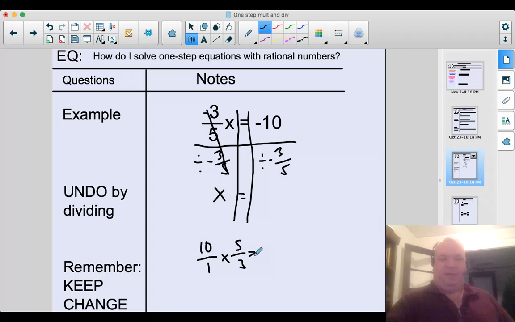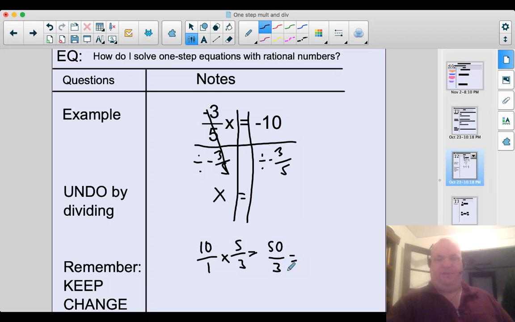Okay. I like to see if there's anything I can cancel out. The 5 and 10 are tempting. They both have a 5, but I can't reduce those because they're both on the top. Remember, anytime you're reducing, you have to find a common factor of one thing on top and one thing on bottom. Okay, it can be in the same fraction, or it can be in different fractions, but it's got to be top and bottom. So I just got to multiply these out. 10 times 5 is 50. 1 times 3 is 3.